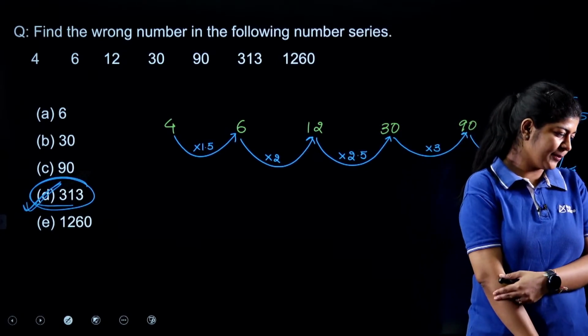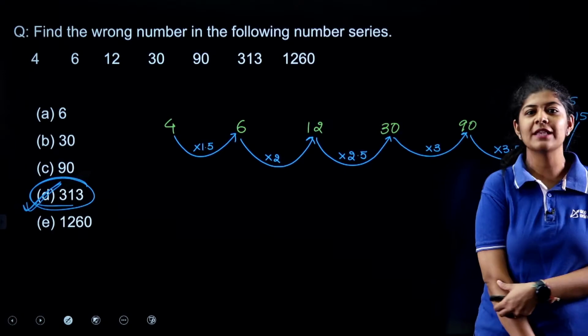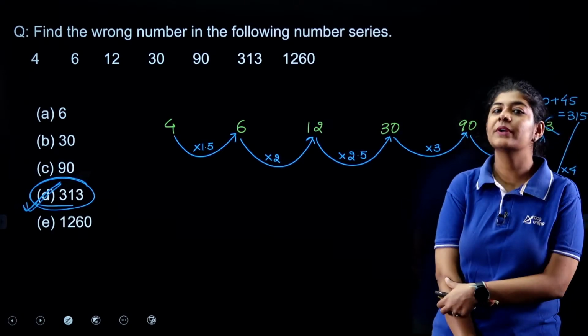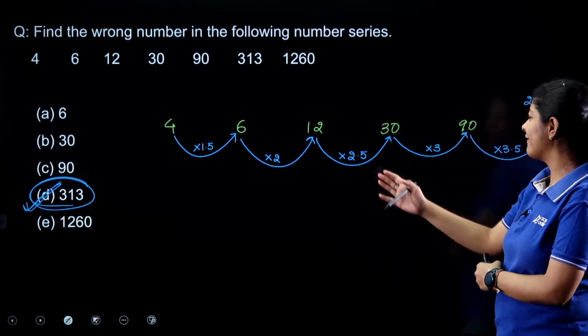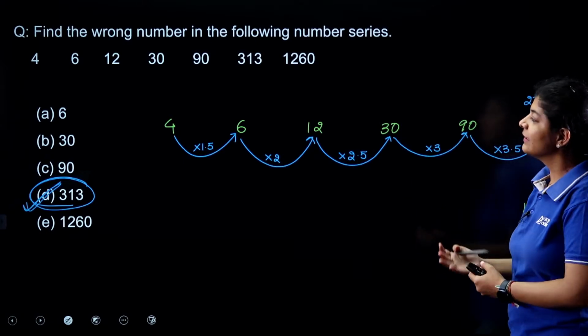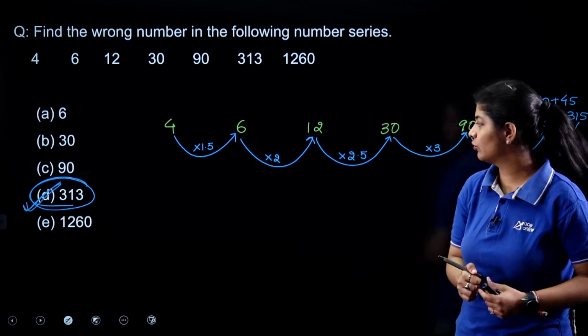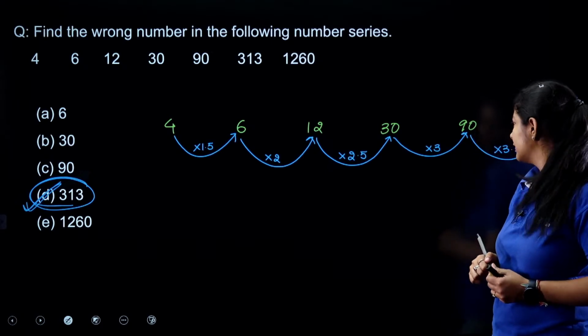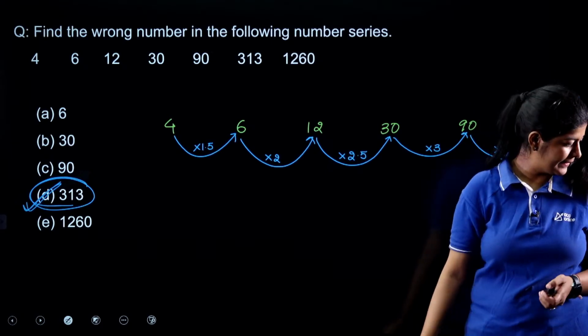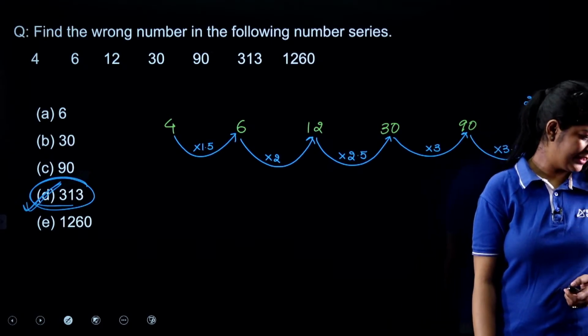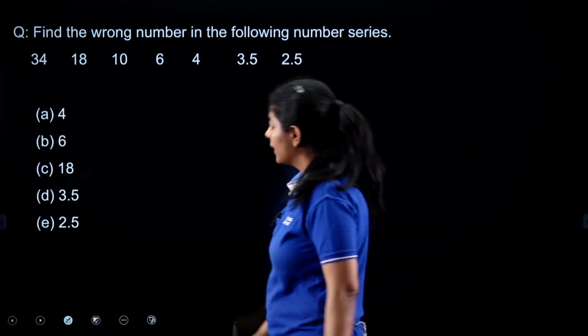Here Anonymous and Radhe both answered E, but the correct answer is D. We have a very simple pattern of multiplying by 1.5, 2, 2.5, 3, 3.5 and 4. Simple, right? Very good, Dharani. Next.